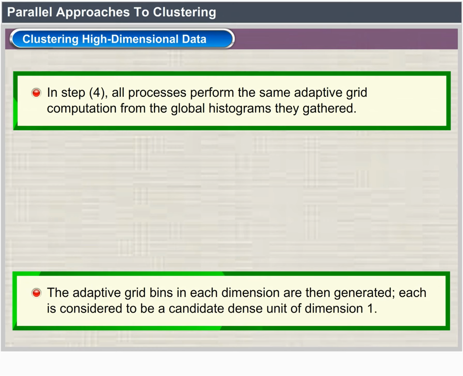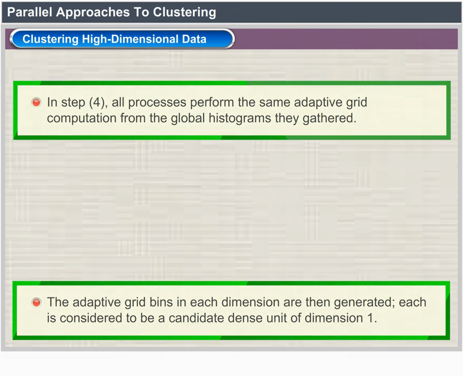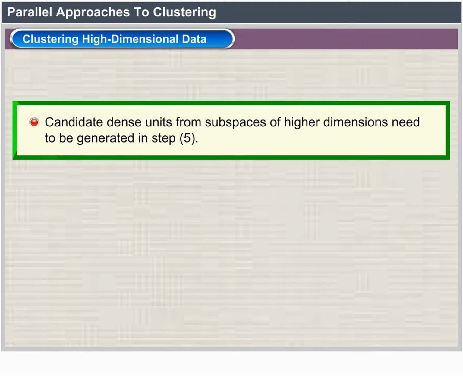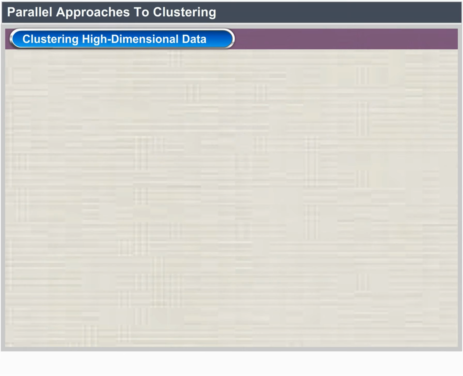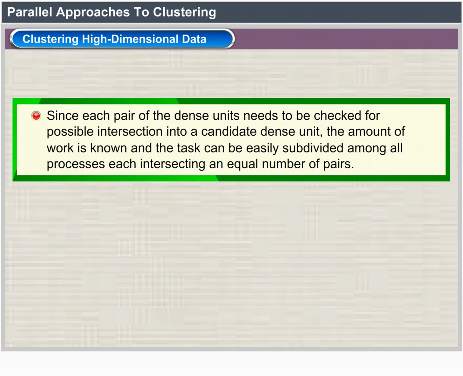Candidate dense units from subspaces of higher dimensions need to be generated in step 5. Similar to the candidate subspace generation procedure in CLIQUE, pMAFIA generates candidate dense units in any dimension k by combining dense units of dimension k-1 such that they share any k-2 dimensions. Since each pair of the dense units needs to be checked for possible intersection into a candidate dense unit, the amount of work is known and the task can be easily subdivided among all processes such that each one intersects an equal number of pairs.